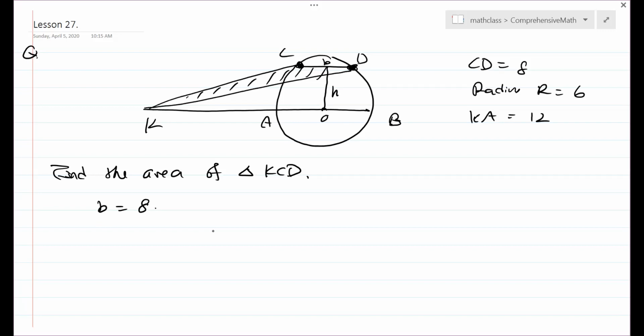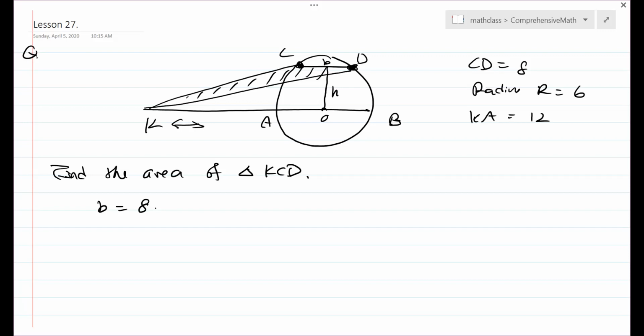The triangle looks like the point K is very far away from the circle. That's okay, but the height does not change. If you move K back and forth, you do not change the height. That's a key point. If you're able to find the height, you're able to find the area. How do you find the height?